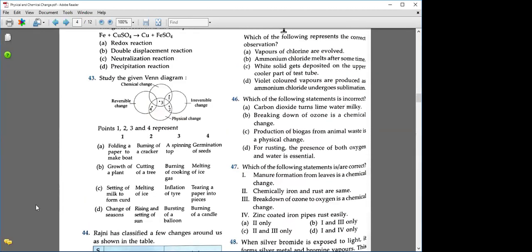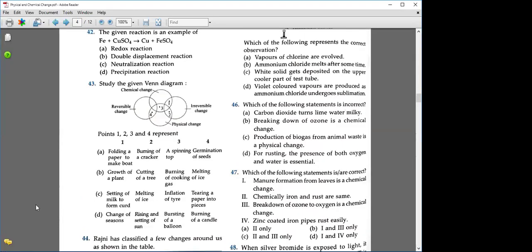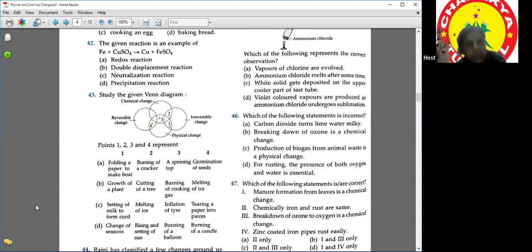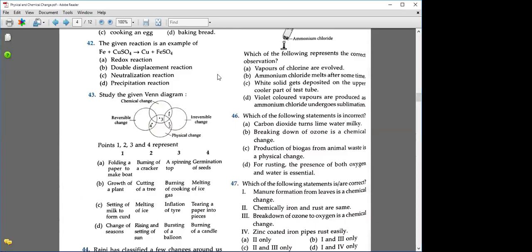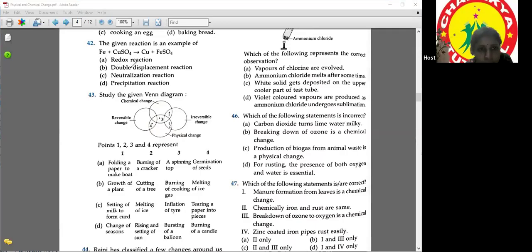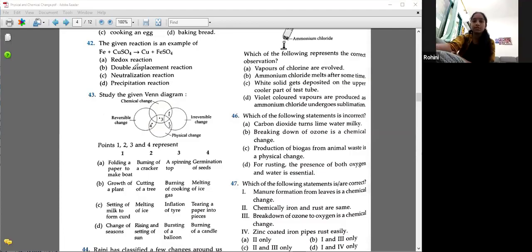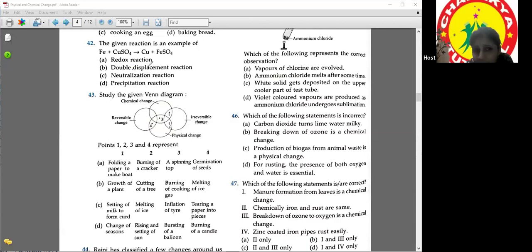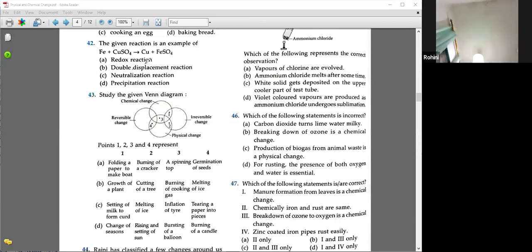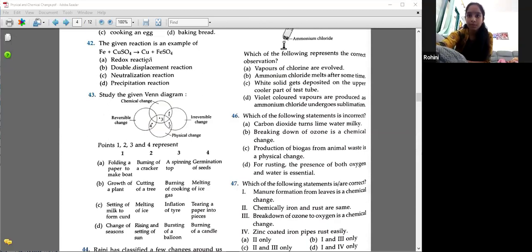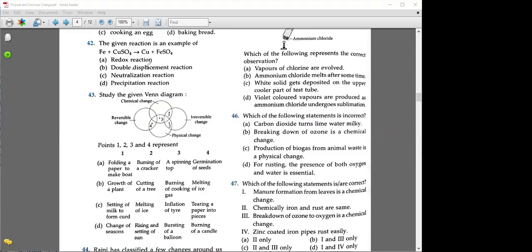Did we do that 40-second question? Not that, tell me the 42nd now. Ma'am, B. The given reaction, FeCO4 with CuSO4, is an example of a double displacement reaction? Ma'am, it can be double displacement or it can be redox.